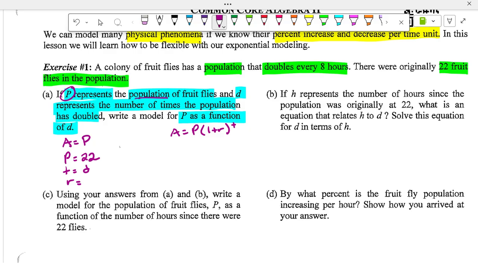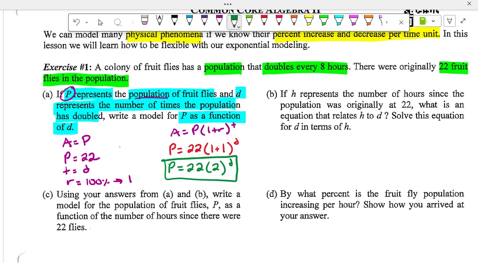So what's 100% as a decimal? It's just 1. So if I plug this in, I have P is equal to 22 times 1 plus 1 raised to the D power. And then what's 1 plus 1? 2. So this would be the equation I come up with. So if you see a 2 as your base, it's still representing a growth problem, but the rate of increase would be 100%. All right? Because we're doubling.